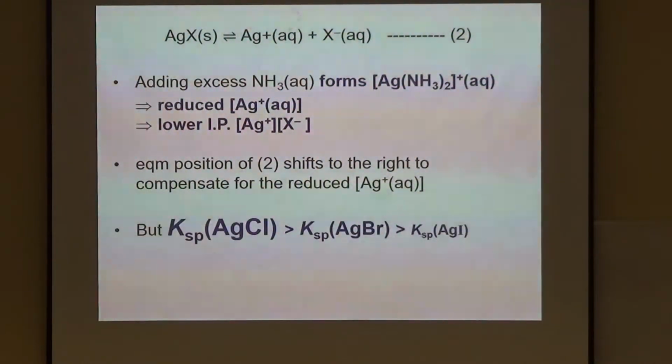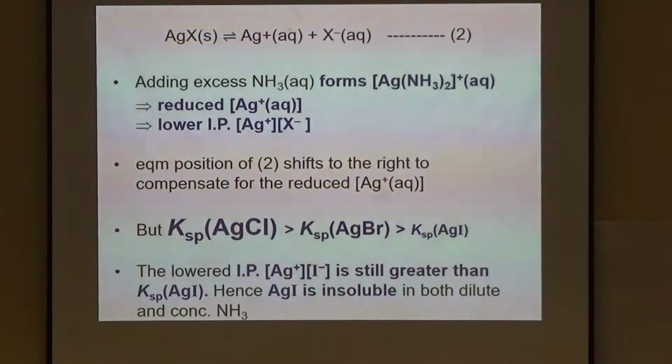The problem is that the Ksp values for all three salts are different. The Ksp value for silver chloride is much larger than that of silver bromide, which is larger again than silver iodide. The Ksp value of silver iodide is really small, so small that even though you lower the silver ion concentration, the ionic product, the concentration of silver times the concentration of iodide, is still going to be greater than the maximum value, the Ksp for silver iodide.